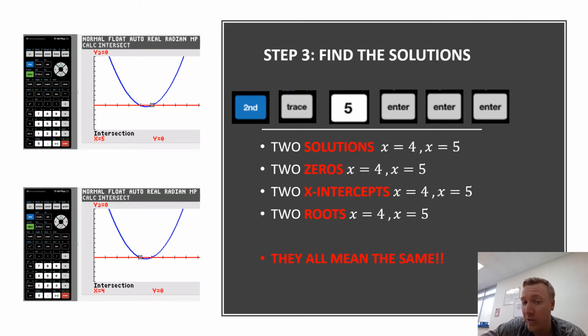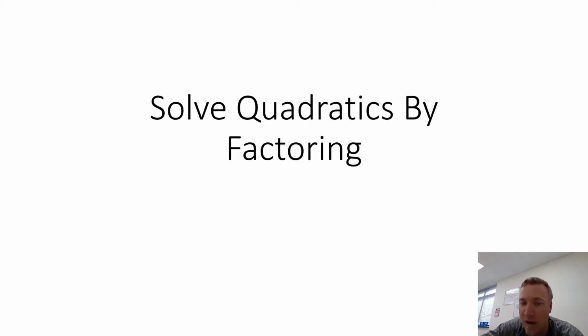We also know they could use the terminology zeros, intercepts, x-intercepts, or roots. All those vocabulary words mean the exact same thing. So the calculator steps to find those were second trace 5 and hit enter 3 times. You have to repeat that process then to go find the second solution. That was solving quadratics by graphing. Today we're going to look at solving quadratics by factoring.